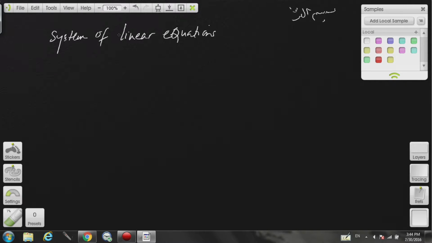Strictly speaking, it should be system of linear functions. The word system means just a collection, a group, or more than one. Usually it's two. So you tend to talk about system of two linear equations, or just system of linear equations. So system is more than one. Strictly speaking, it should be system of linear functions. In other words, you're given two lines, basically.